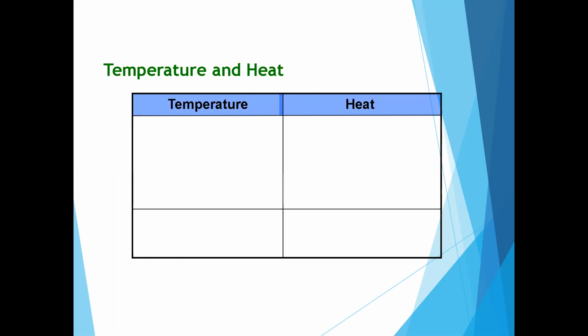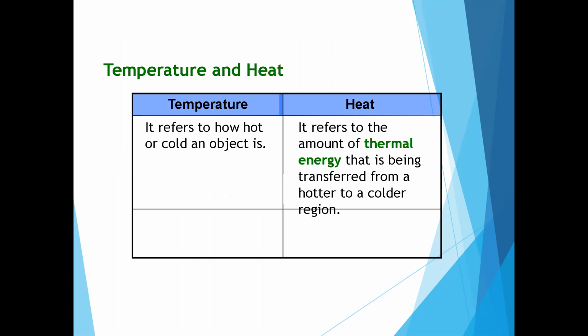Now, there's a difference between temperature and heat. We discussed that temperature is how hot or cold an object is. And so, heat is the amount of thermal energy that is being transferred from a hotter region to a colder region. When two objects are in contact and they have different temperatures, then the energy that is flowing, the heat energy that is flowing from the hotter object to the colder object is heat. The SI unit, as we discussed for temperature, is Kelvin, and since heat is a form of thermal energy, the SI unit for heat is the joule.